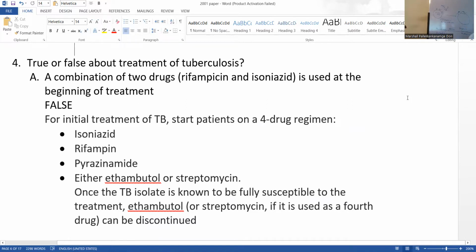So this is called first line treatment: isoniazid, rifampicin, pyrazinamide, and either ethambutol or streptomycin. These are the first line drugs given for tuberculosis. If these drugs fail, then second line drugs can be used.